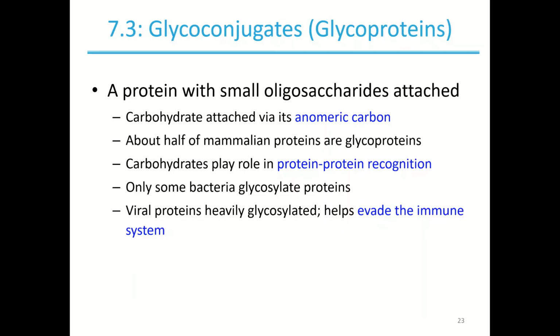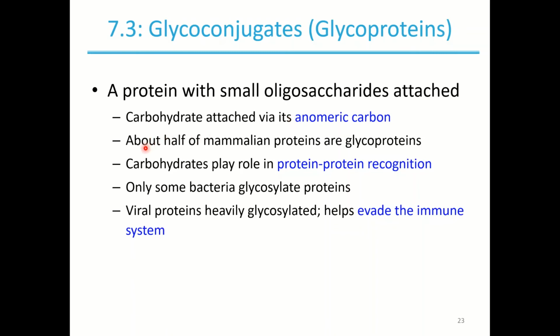Okay, the final thing we'll talk about in Chapter 7 are glycoconjugates. Also, we can refer to them as glycoproteins. Okay, a protein with a small oligosaccharide attached, or maybe you can kind of think of it as a polysaccharide as well. The exact size that you would call an oligosaccharide as opposed to a polysaccharide, I really don't know the cutoff point there. Okay. Basically, what you have is a carbohydrate that's attached to a protein via its anomeric carbon.